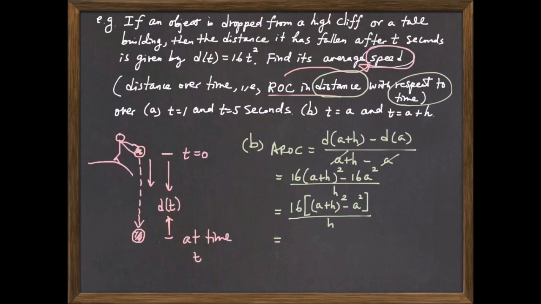We're going to use another property here. It's called the difference of two squares. And recall that if you have a quantity squared minus another quantity squared, that's called the difference of two squares.